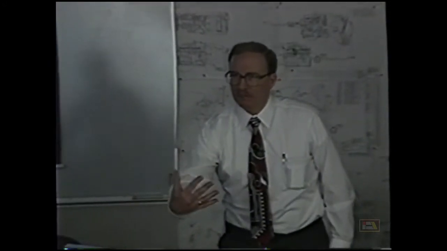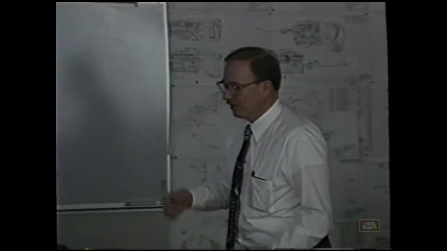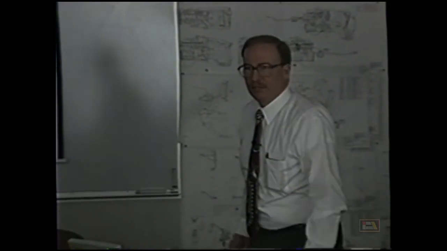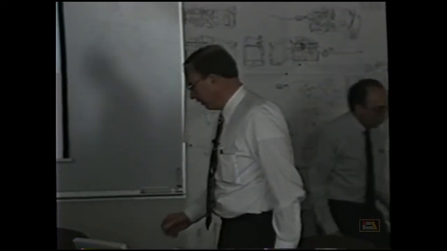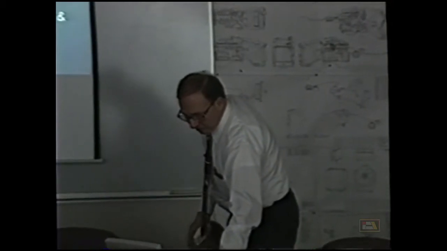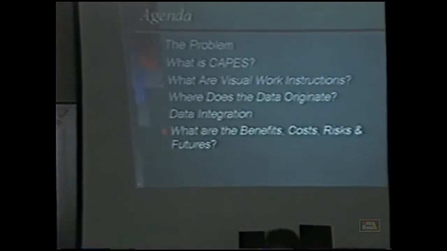So, let's talk about some of the benefits, costs, risks, and futures with this project. Some of the benefits: data is now in one place. First time ever in Case Corporation. All the data is integrated and associated. First time ever in Case Corporation. Repetitive data entry is eliminated. Some plants are better at that than others, but there's certainly usually double entry someplace. Line balancing is automated and integrated with the process planning system. First time at Case Corporation.